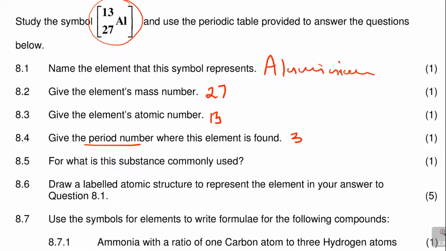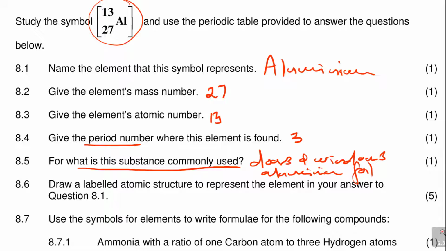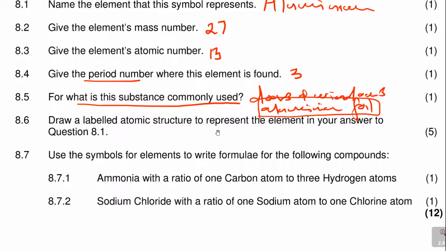For what is this substance commonly used? Where do you use aluminium? Have you ever heard of aluminium windows, aluminium doors? So it's an open question for doors and windows, aluminium products. But one common one also in the food industry is the aluminium foil. Remember when you are using it in baking or wrapping of foodstuff, they use aluminium foil.